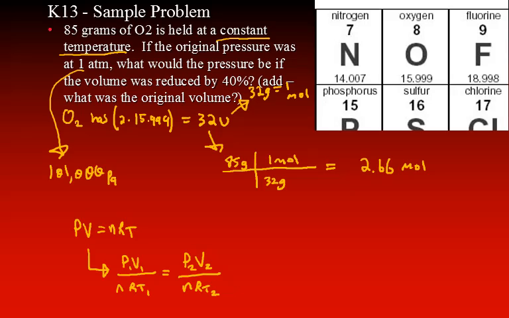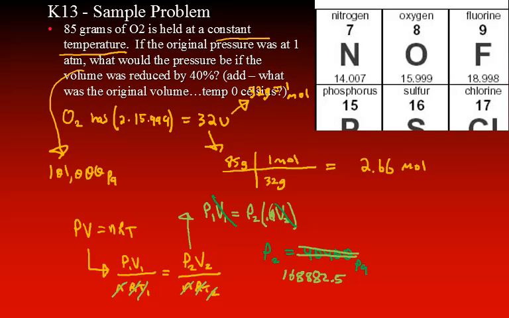We can look at the gas beforehand and the gas afterwards. The number of moles is staying the same, the ideal gas constant is the same, and the temperature stays the same. In this case, it says that the volume is reduced by 40%. So in other words, volume 2 is only 60% of what it was, so 0.6 of volume 1. When we do that, we can get the ratio of 0.6, and so the pressure would be that value there.